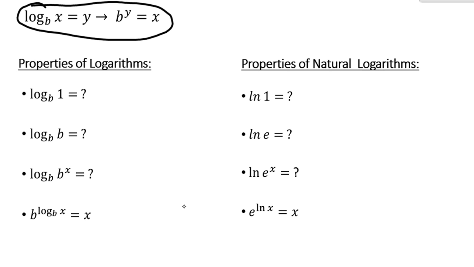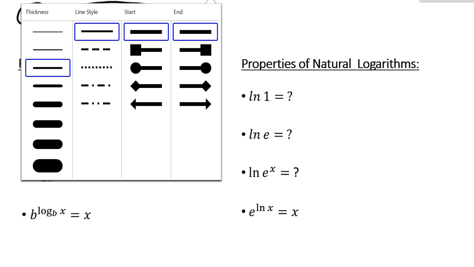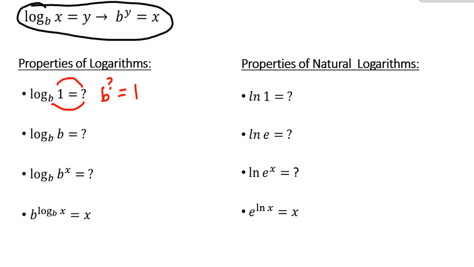For example, right here, if I have log base b of 1, if I convert that into exponents, I don't know what this is, right? Question mark. So I want to know b to what power equals 1. And then if you remember your exponent rules, that's 0. B to the 0 equals 1. So this property is log base b of 1 equals 0.